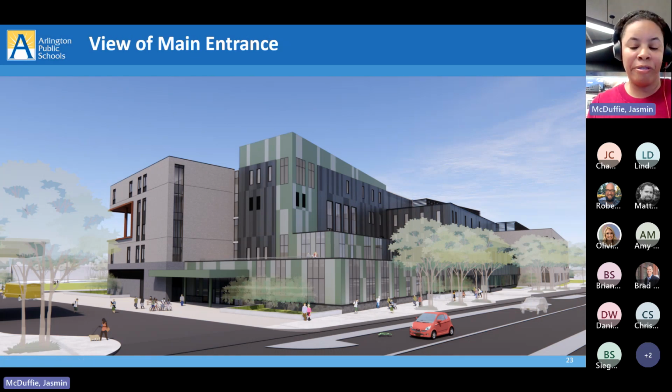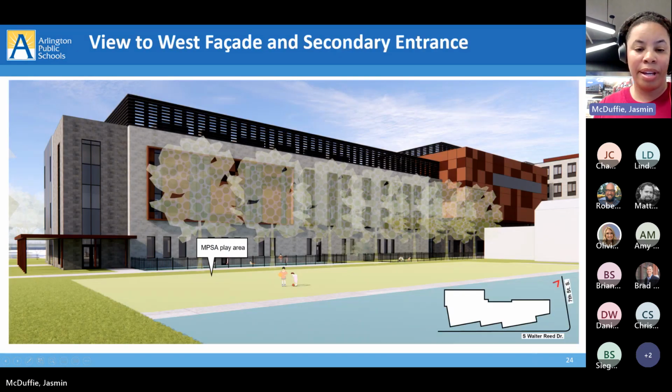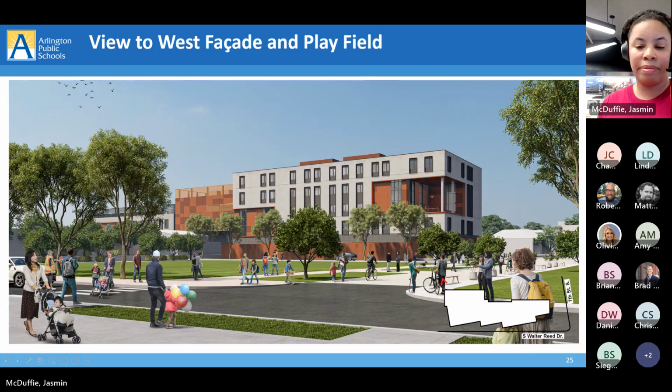This is a 3D view of the building main entrance again. And this is a street view looking at the corner of 7th and South Walter Reed. This is the view if you're standing on South Highland Street looking back towards the building. The play field is here. We've conveniently not shown the fence, but it will be there. But the masonry facade you see in the automotive enclosure.